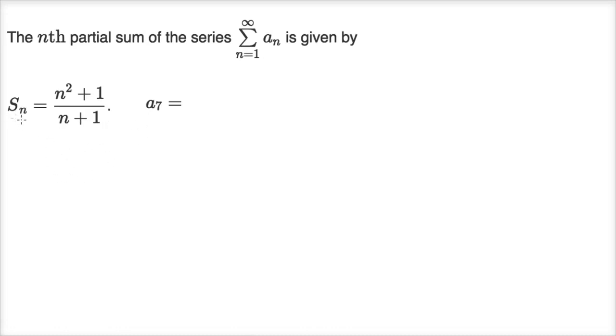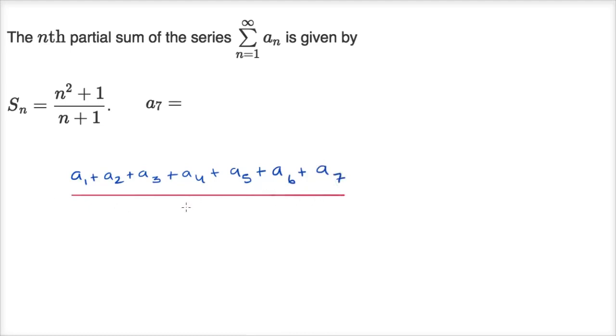Let's think about how that relates to different sums. So if we have a sub 1 plus a sub 2, I'll just go all the way, a sub 3 plus a sub 4 plus a sub 5 plus a sub 6 plus a sub 7. If I were to sum all of these things together, this entire sum, that would be s sub 7. And if I wanted to figure out a sub 7, well, I could subtract out the sum of the first 6 terms. So I could subtract out s sub 6.